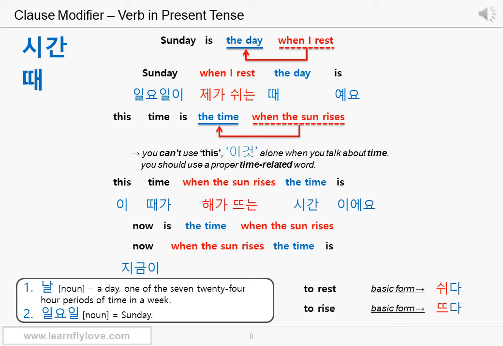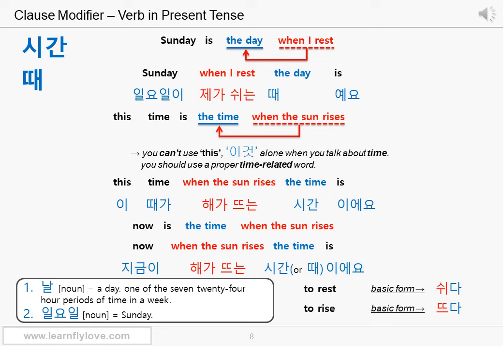Now is 지금. Yeah, it can be an adverb, but it also can be a noun in Korean. It's the same in English. Now, 지금, 이, the subject particle 이. When the sun rises, 해가 뜨는, the time, 시간, or you can use 때 if you want, is, 이에요. 지금이 해가 뜨는 시간이에요. Now is the time when the sun rises.